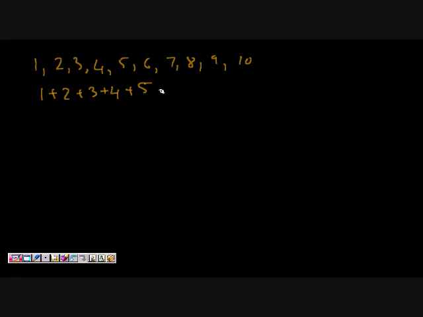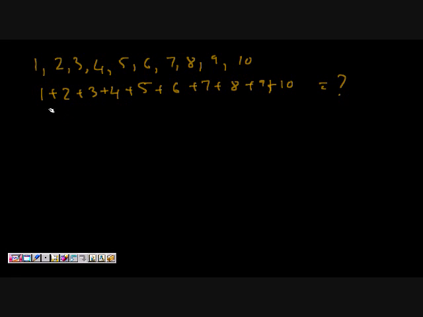You're given the sequence of numbers 1, 2, 3, up to 10. Now you're supposed to find what is the sum of these numbers: 1 plus 2 plus 3 and so on, plus 10. So what is the value of this? Now, the most obvious way is to just sum these numbers up one by one.